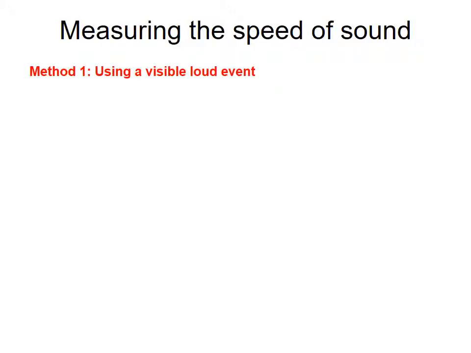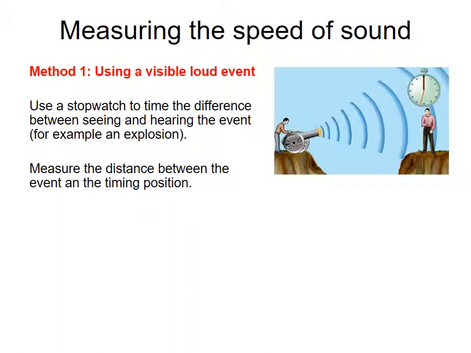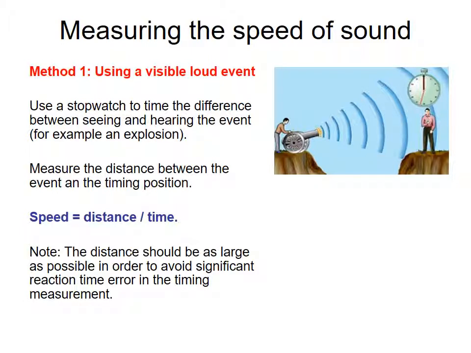The first thing you have to do is use a visible loud event, so maybe me firing off a shotgun, or a cannon, even, in this image here. Use a stopwatch to time the difference between seeing and hearing the event. So you see a cannon explode, and then you hear the cannon fire. You then measure the distance between the event and where you are, and speed equals distance divided by time. But remember, the distance should be as large as possible in order to avoid significant reaction time error in timing the measurement. The larger the distance, the less error in the timing.